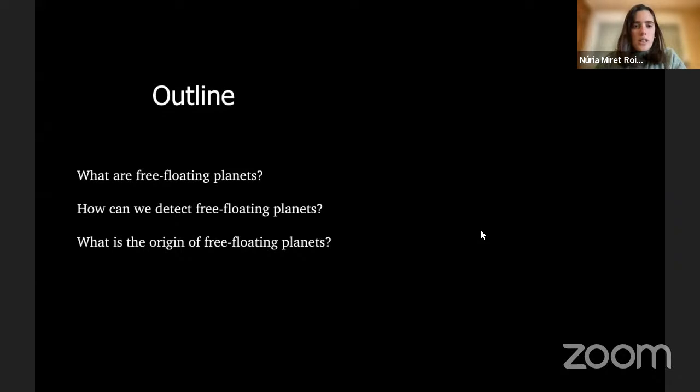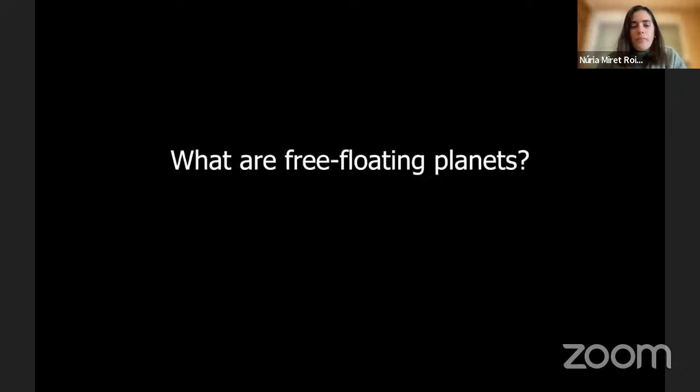Okay, so this is the outline of the talk. I have divided it in three main parts. First, I will explain what I mean by free-floating planets. I will give a brief definition. Then I will address how we can detect them. And finally, we will discuss how we can learn about their origin and their formation mechanisms. So let's start already with the first question.